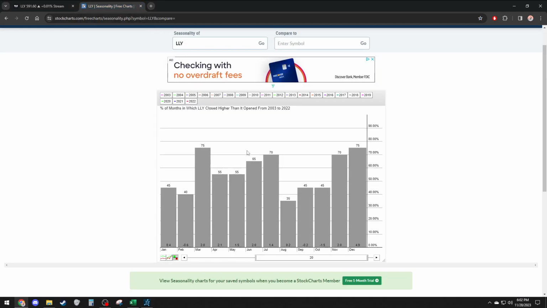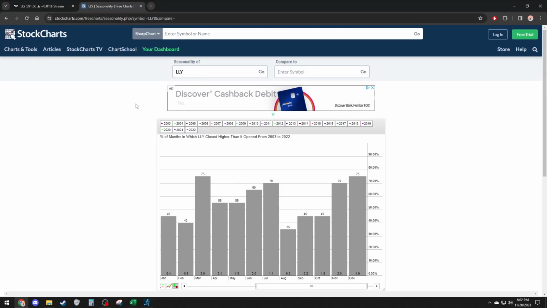So this is Eli Lilly on a seasonality chart, backtesting 20 years. You can see over the past 20 years, LLY has gone up 75% of the time. So that's a good edge in my opinion, and I will be using that edge this month.